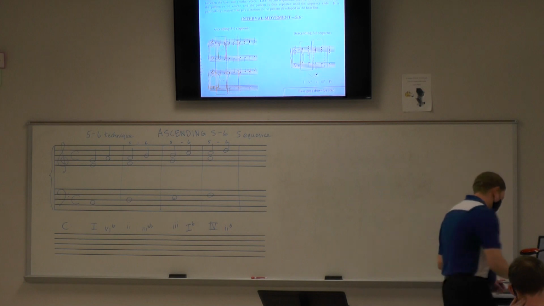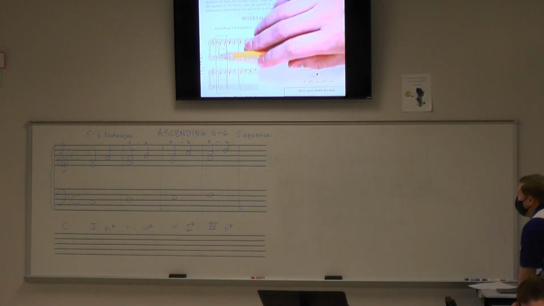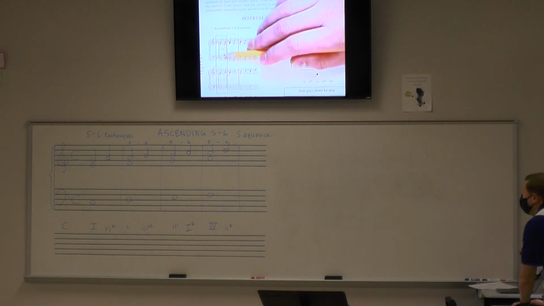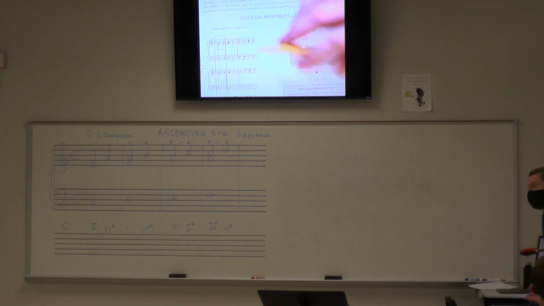So do you see in this handout the interval between the bass and the soprano here again? C up to G is a 5th, C up to A is a 6th, and then in the next measure, D up to A is a 5th, and D up to B is a 6th, etc., etc.